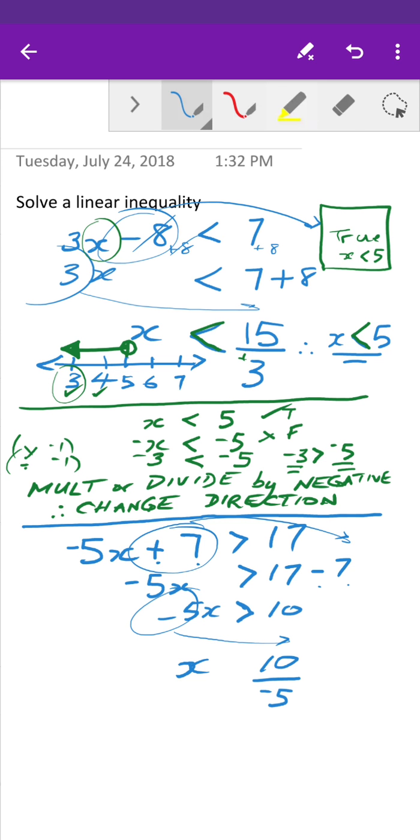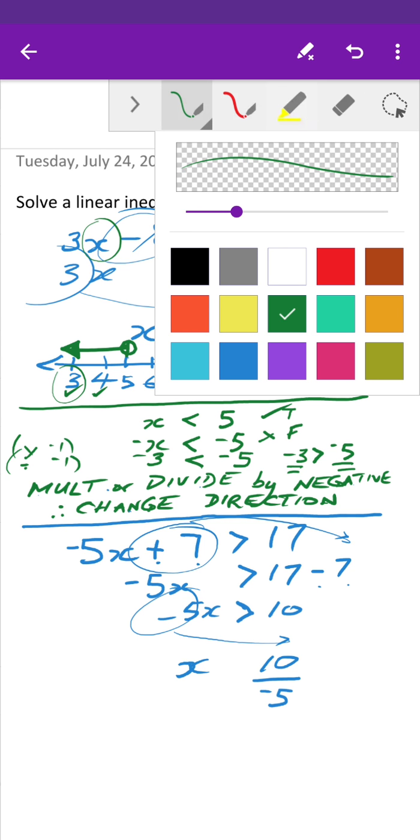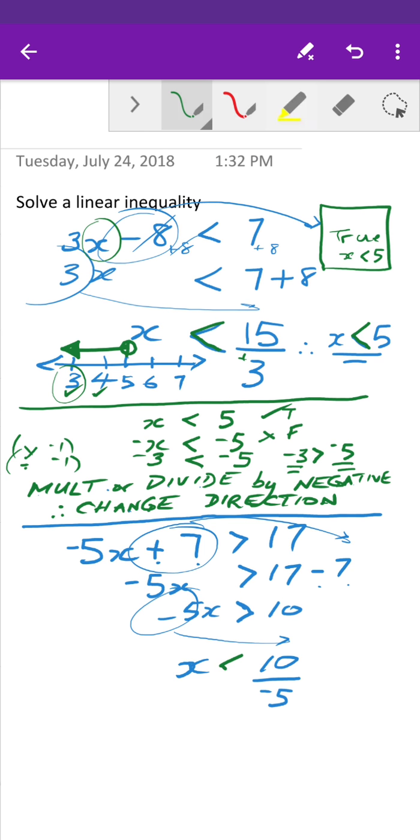So what do we do here? We have just divided by negative 5. So up here I mentioned if you multiply or divide by negative, change the direction. So in this point you must change your greater than sign into a less than sign. So if these are true, then this remains true because we've changed the direction. Therefore, our solution will be x is less than negative 2.